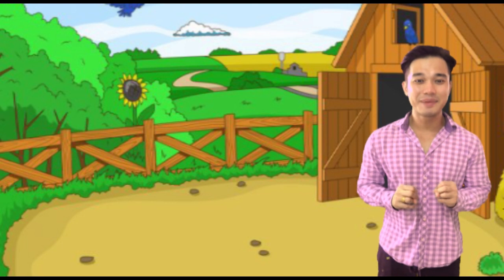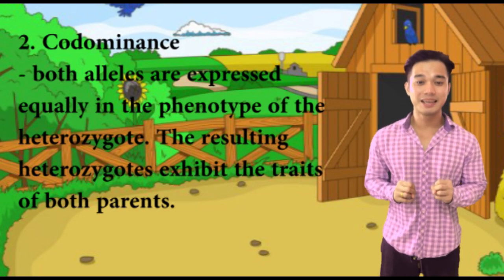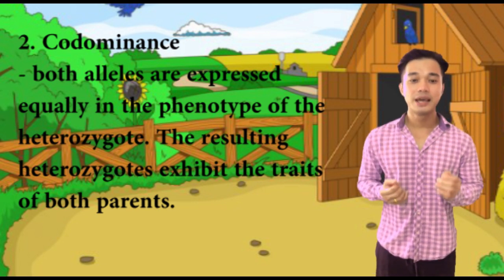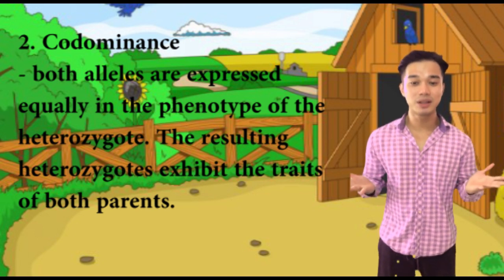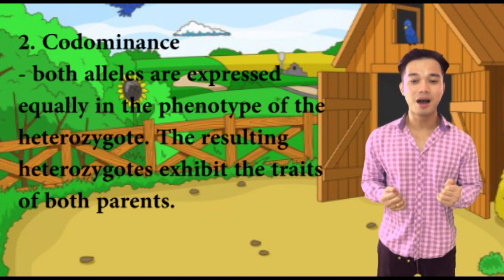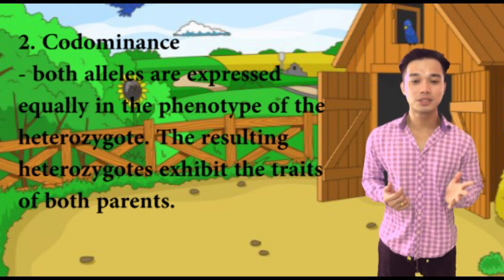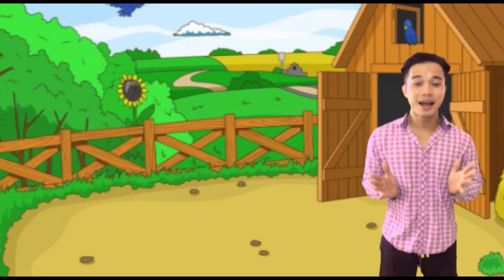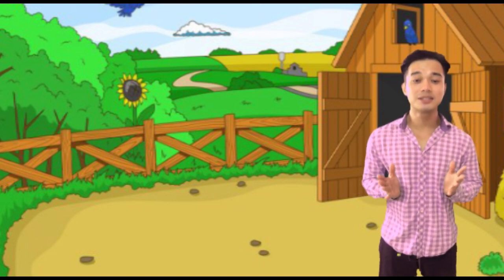The second non-Mendelian pattern of inheritance is what we call codominance. What is codominance? It is when both of the alleles are expressed equally in the phenotype of the heterozygote. The resulting heterozygotes exhibit the traits of both parents. Now, to further understand the concept of codominance, here is a given situation.